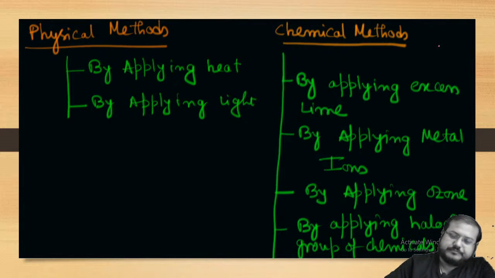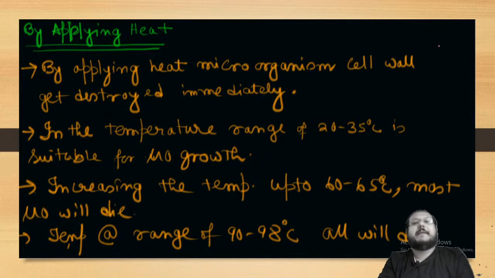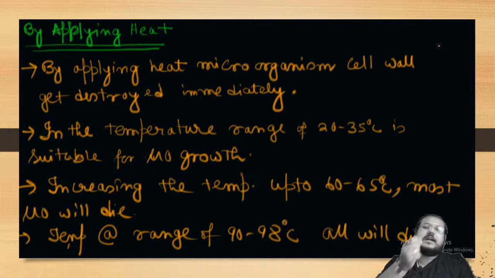Okay, so next, first we will go for by applying heat. If you remember, first we entered into the physical method, and in the physical method the first point was by applying heat. You should remember that when we were studying temperature in the Quality of Water chapter, I told you that the temperature range of microorganisms is normally between 20 to 35 degree centigrade, where their growth is enhanced. Microorganism growth is generally enhanced in the temperature range 20 to 35 degree centigrade. But if you increase the temperature, what will happen?